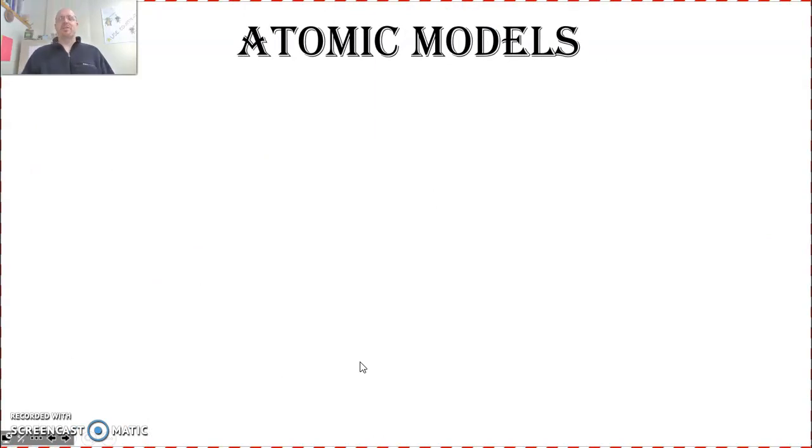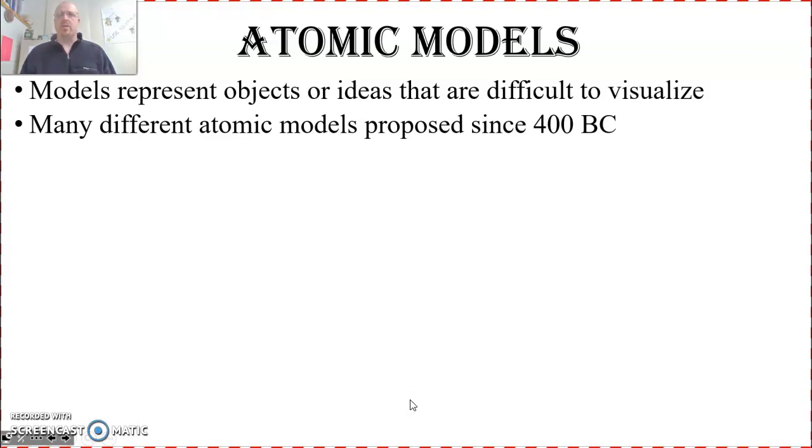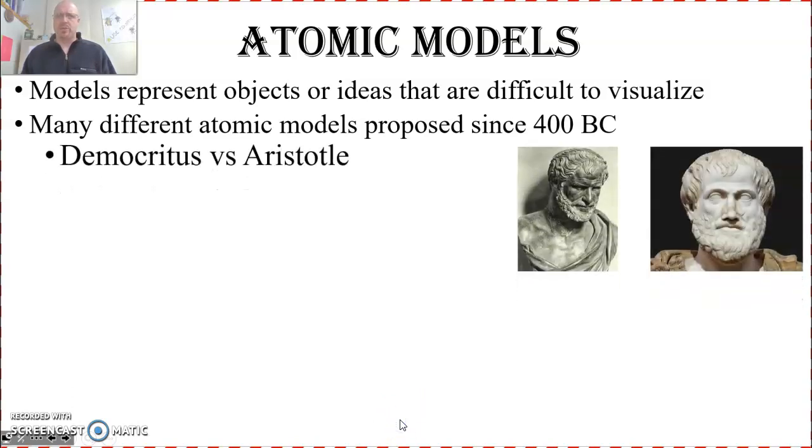Moving on here a little bit, talking about atomic models. I mentioned this before. We use models in science and in life to represent objects or ideas that are difficult to visualize. Sometimes it's easier to show an object rather than to just try to think it up in your head. And models can be a bunch of different things. Specifically referring to the atom, there have been many different models that have been proposed since around 400 BC. That's when humankind first started trying to describe the atom, and they used models to try to show and help other people what was going on.